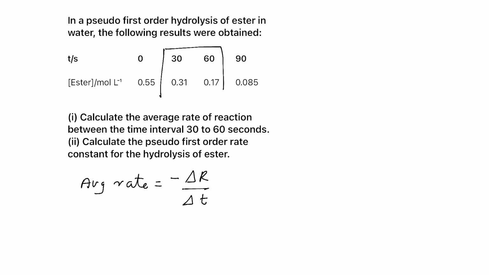Our time interval is 30 to 60. So what is the equation? Minus of R final minus R initial by total time taken. What is that? 60 minus 30. Okay, time interval is 30 seconds. That is 60 minus 30. Correct, right? Now, what is R final value?